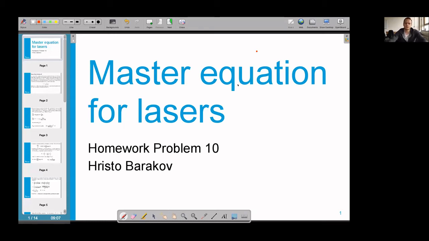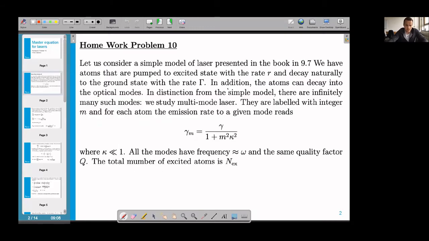Okay, so this is going to be the last homework problem for this year, homework problem number 10. And we're going to talk about master equation for lasers. So this problem has been discussed also in the book in a more simplistic way. Let's see how it goes.